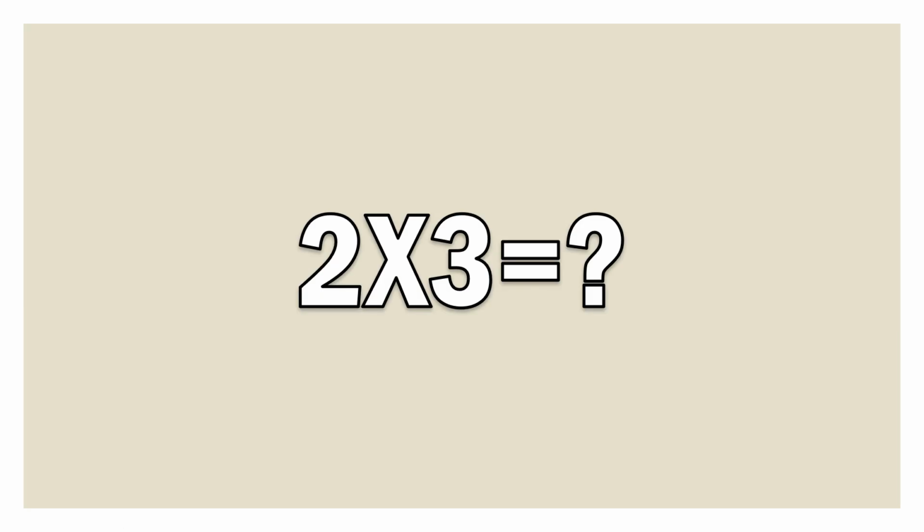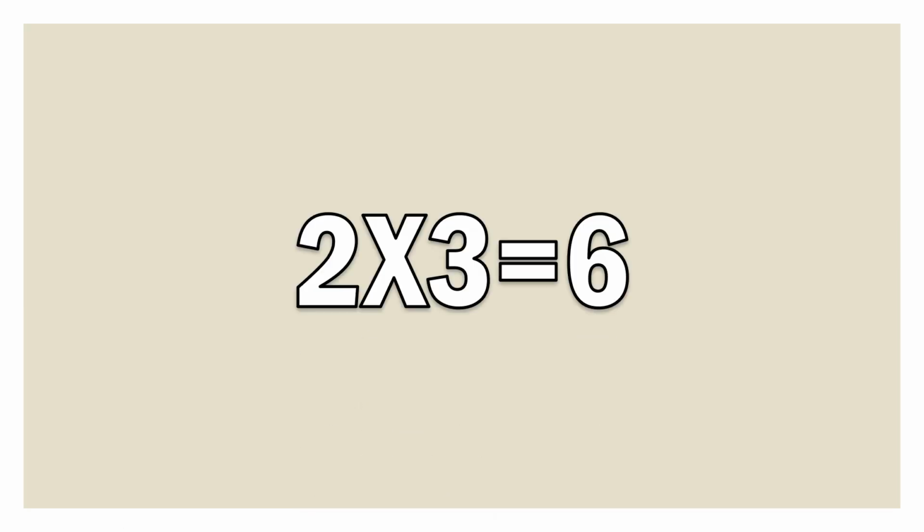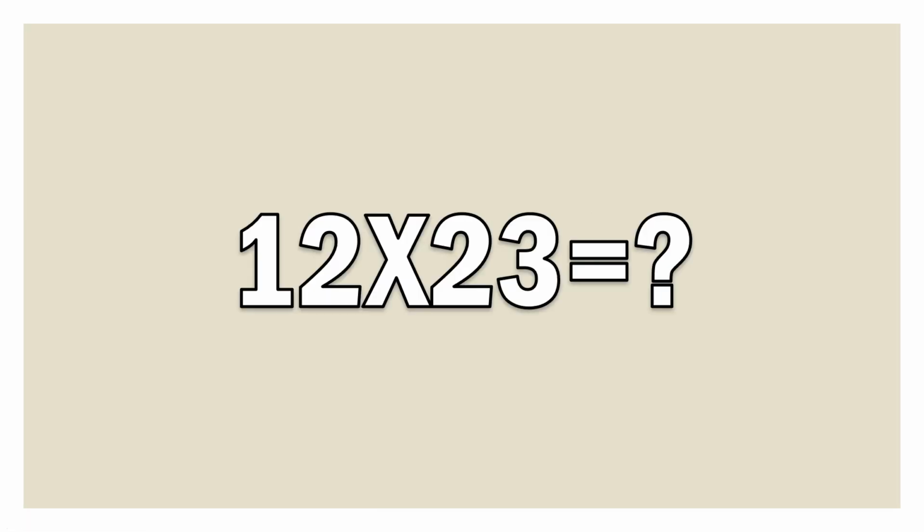Let's look at some calculations to understand why mathematicians in the past used logarithms. Starting with an easy equation, what is 2 times 3? We can all confidently answer that it's 6. But what about larger numbers, such as 12 times 23? This would probably take you a longer time, maybe 2 minutes, which doesn't seem that long.